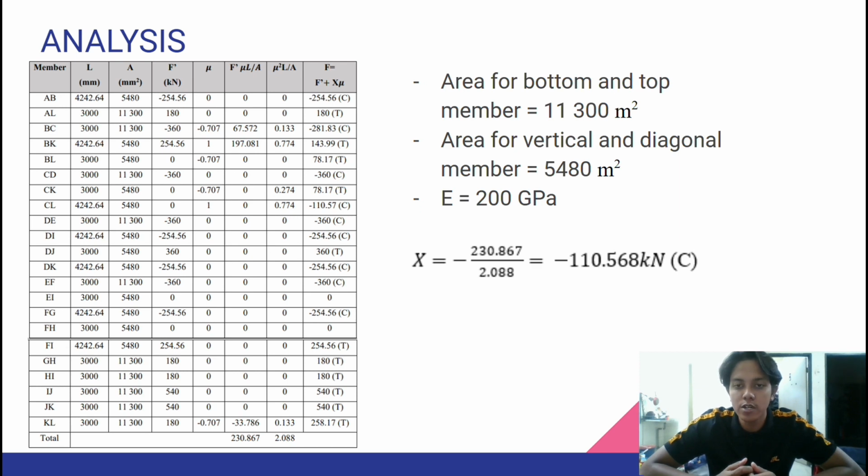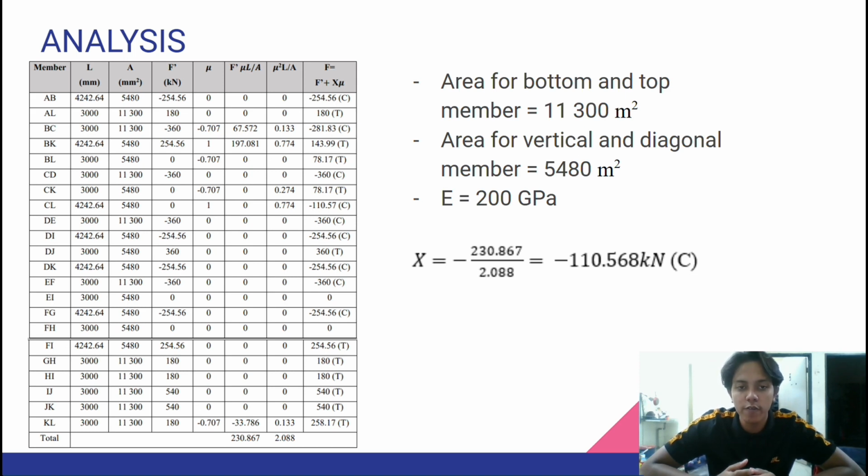So in this table, we need to calculate F prime multiply by mu multiply by L divide by area. And also we calculate mu power of 2 multiply by L and divide by area. For area, the bottom and top member is 1300 meter square, and for vertical and diagonal member is 5480 meter square. And the value of modulus of elasticity, which is E, we assume 200 gigapascal.